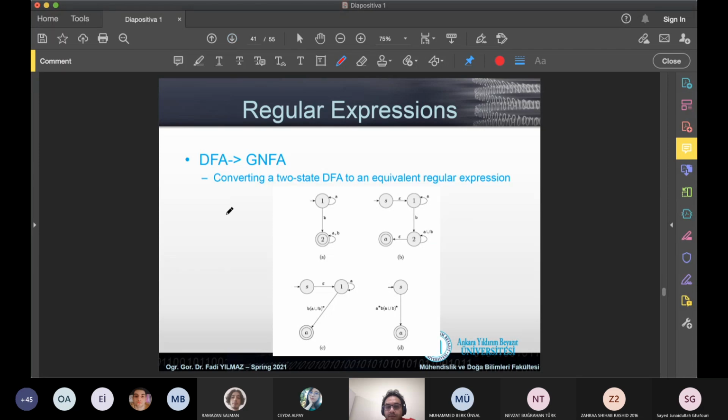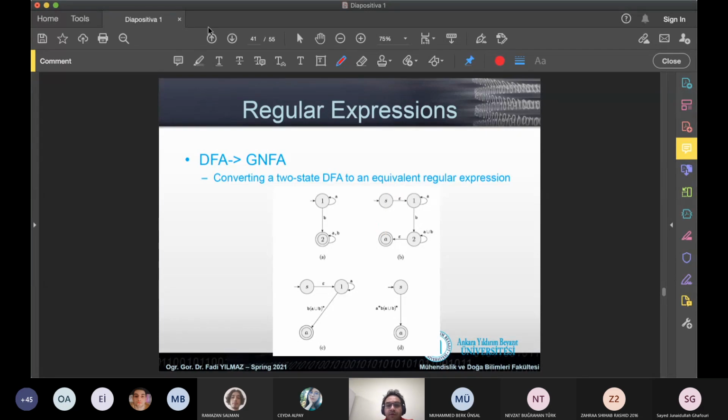And for DFA to GNFA, we need to apply the 4 rules at the top. And there are some examples. If you remember, the first rule says that we have the start state, right? So, an empty state, and the start state and the accept state. These must be 2 different states, right? And there should be no incoming arrow to the start state, right? And all states must have an outgoing arrow to the accept state. This is what we try to do.